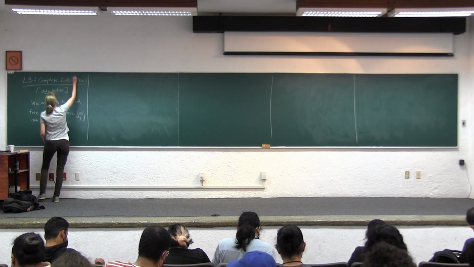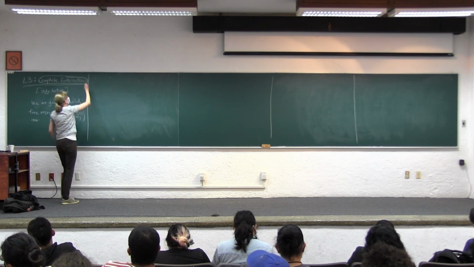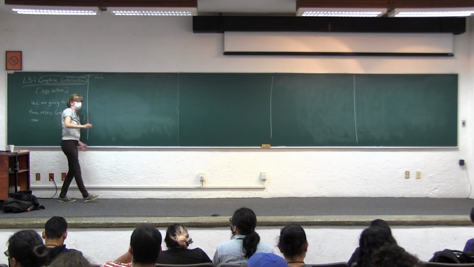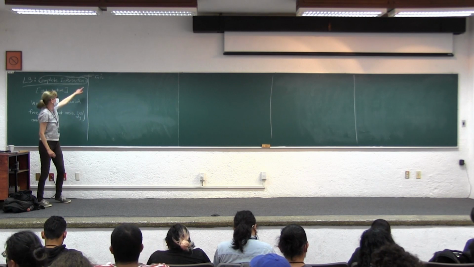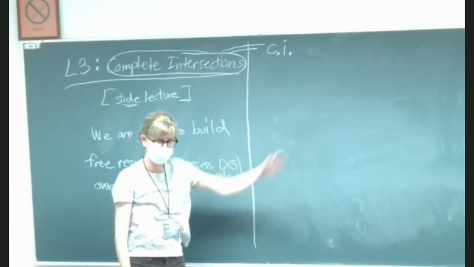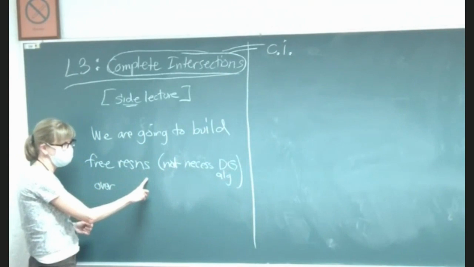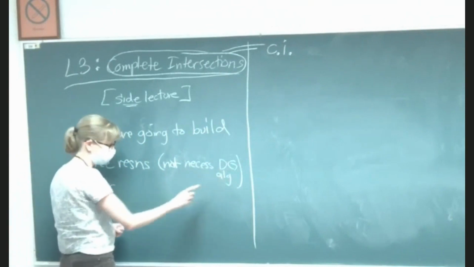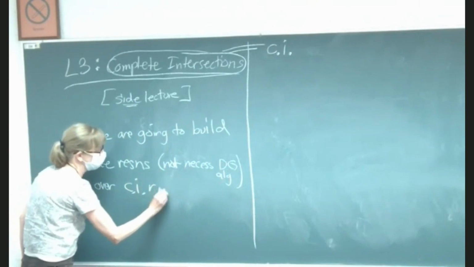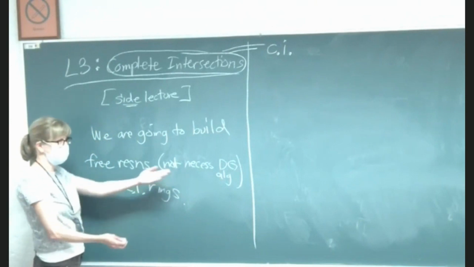So this pair of words, complete intersections, we all get very lazy and write it as CI. Some people put capital CI, I just do CI. So from now on, CI means complete intersection. I have to define it for you, I haven't yet. So we are going to build resolutions. They're not necessarily DG algebras over CI rings. So why am I doing this topic if they're not DG algebras?